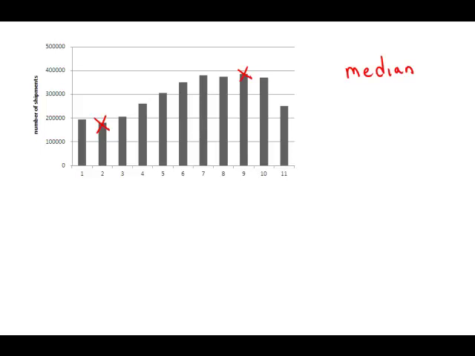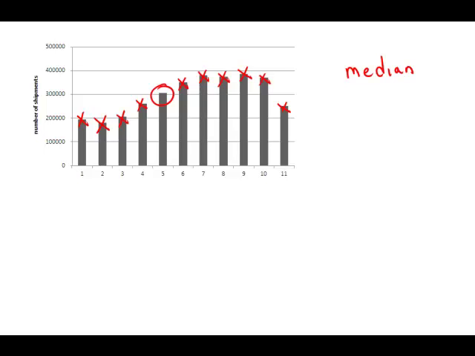Then do it again. The lowest remaining, the highest remaining. The lowest remaining, the highest remaining. Let's see, the lowest remaining, the highest remaining, the lowest remaining, the highest remaining. And that leaves the one that's exactly in the middle.